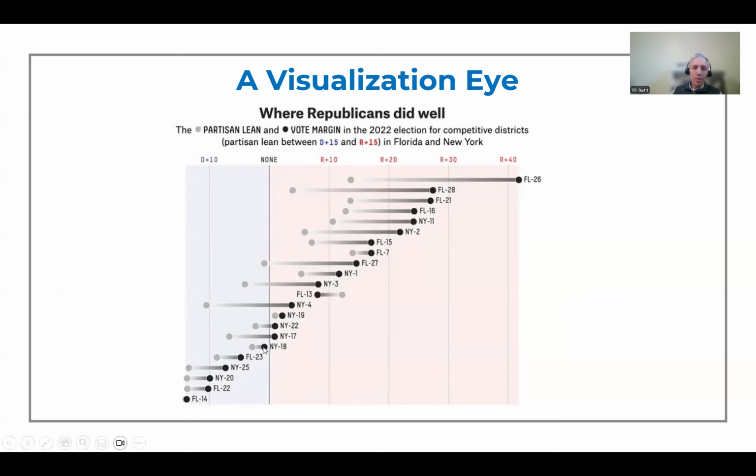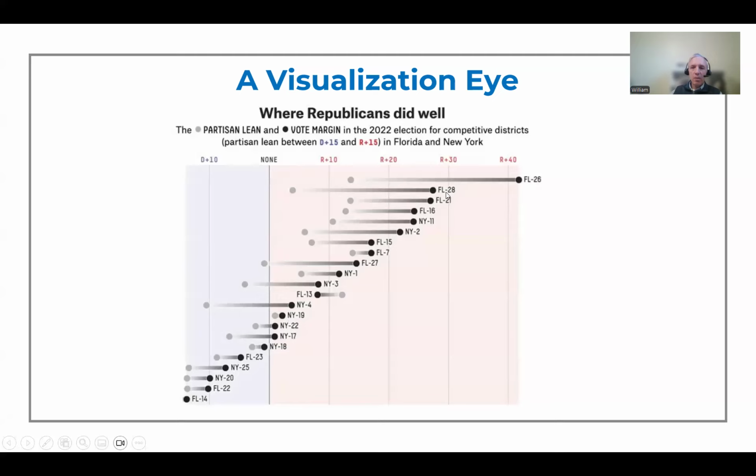Not sure why we have these states repeated. It must be between Florida and New York. 28, 21, 16. Oh, those are years. No, those aren't years. Anyway, not sure what the numbers mean here. I thought this was a pretty good visualization until I looked at it closely. Partisan lean between D plus 15 and R plus 15 in Florida and New York.